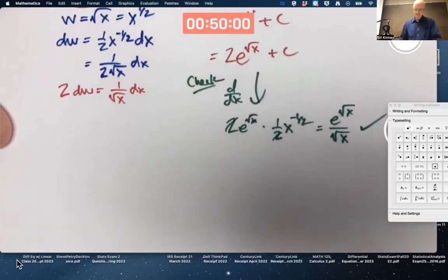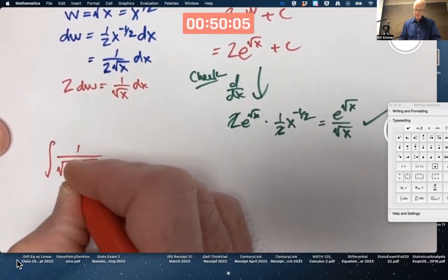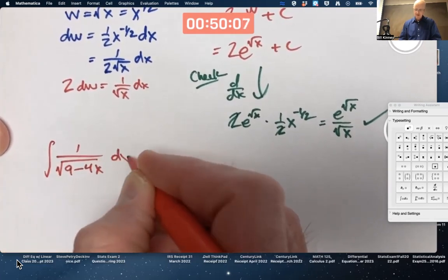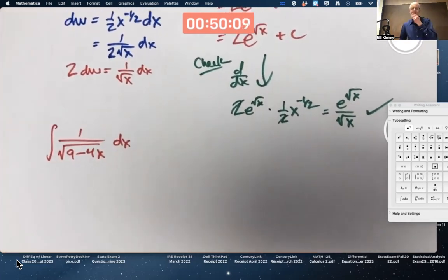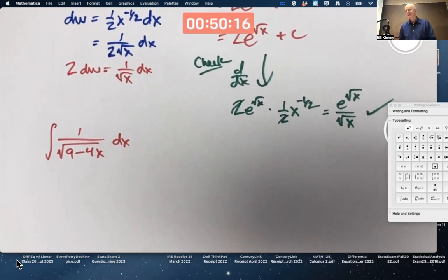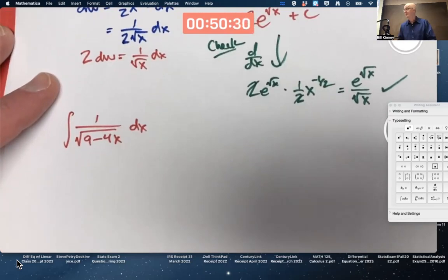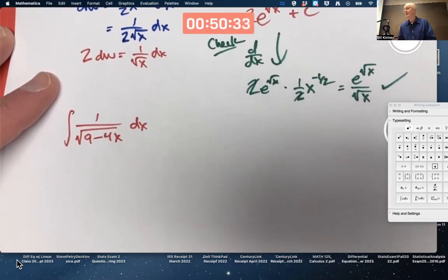Next example. We'll do this one. Should w be x? No, again, that's always a bad idea. Should it be 9 minus 4x? Maybe, or maybe just a 4x. I think 9 minus 4x will be better. Should it be square root of 9 minus 4x? I mean, after all, we did a square root there. I would try just a plain old 9 minus 4x first and see if that's good enough.